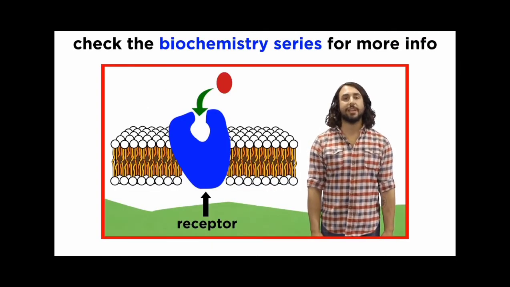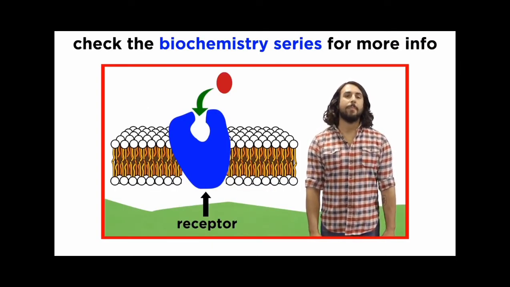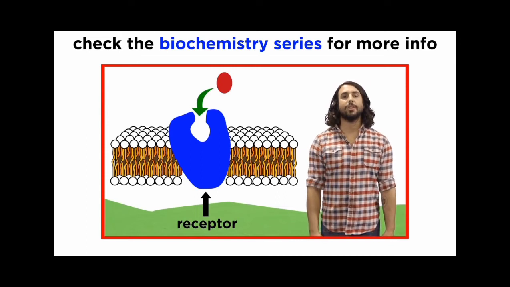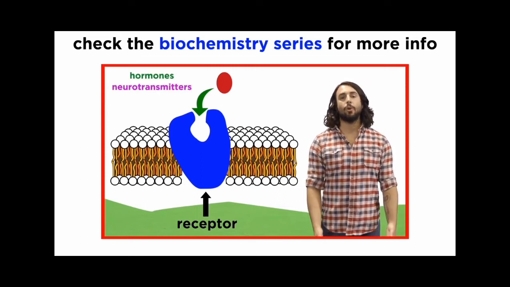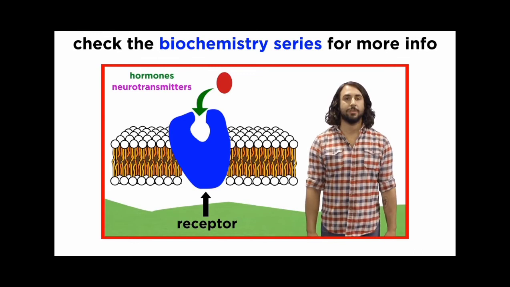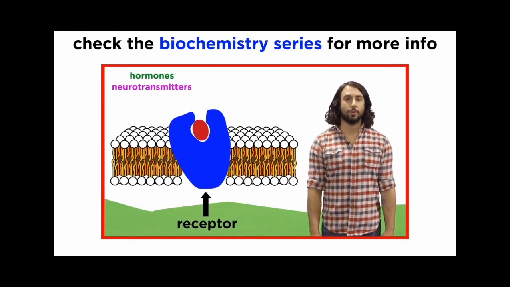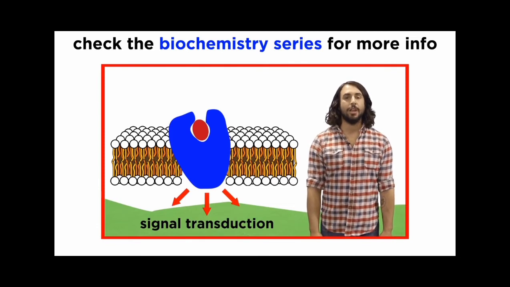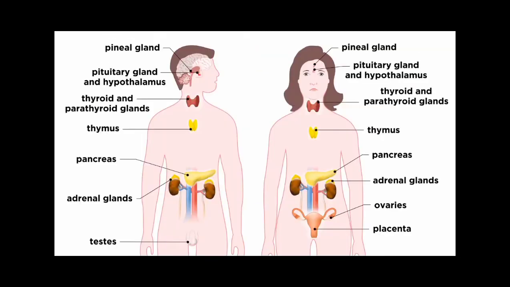We already examined how these compounds interact with receptors in the plasma membrane of a cell, and the chemistry that occurs as a result, which will elicit an appropriate response within the cell. So for more information on that, check out some of my biochemistry tutorials. Here, we will focus on the organs of the endocrine system and their specific functions.